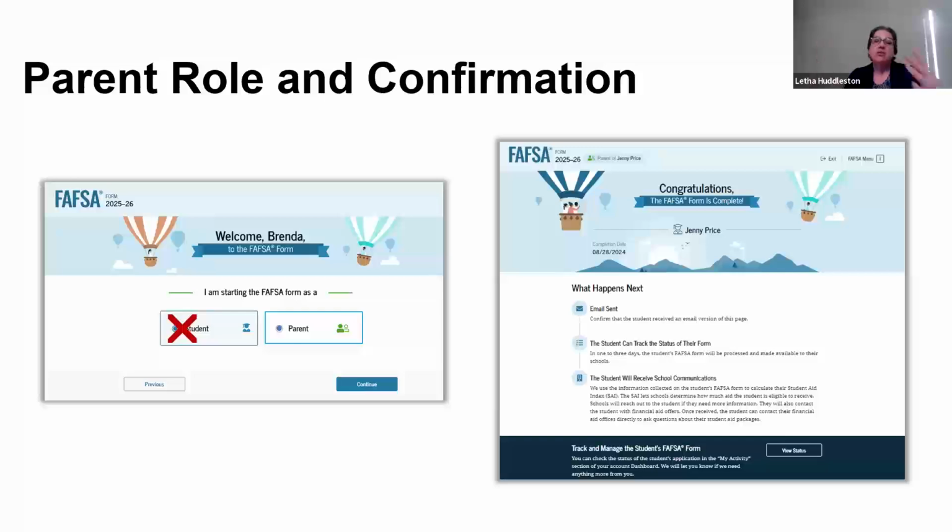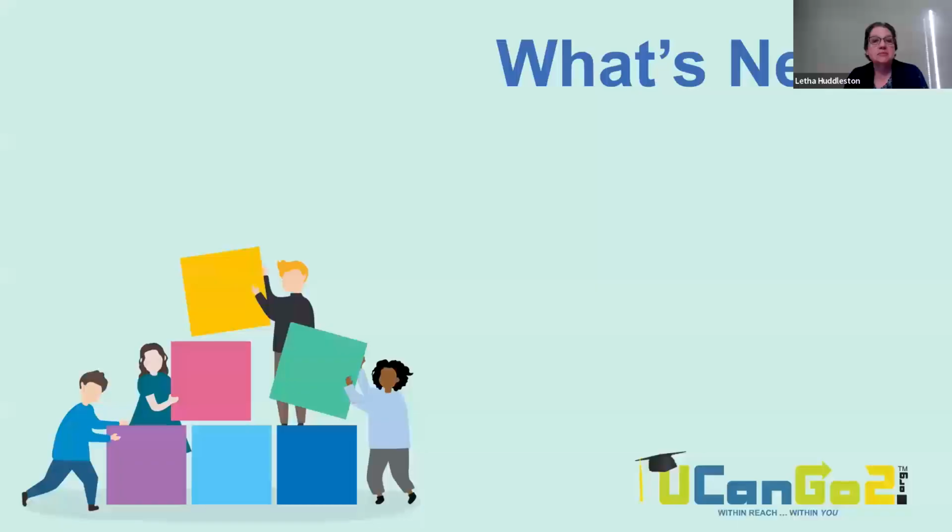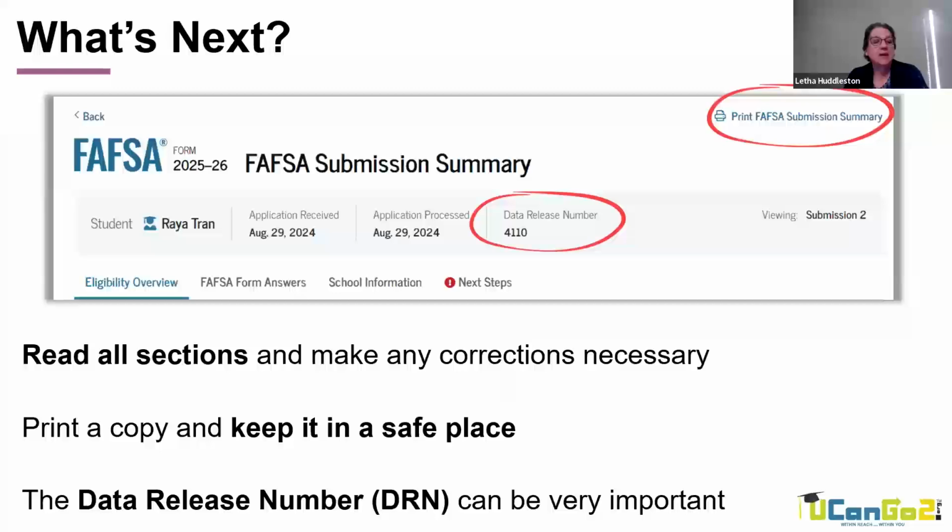And when they're all finished with their information and they're the last contributor, then they'll get this message at the end that says, congratulations, the FAFSA form is complete. And the email will be sent to the student advising everything. And then we'll talk just a little bit about what happens after that FAFSA gets sent in.